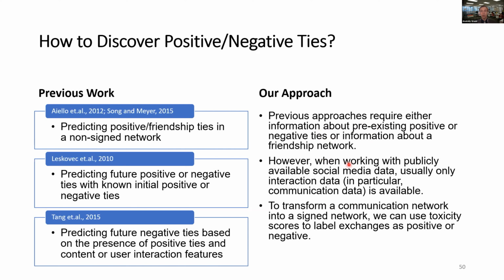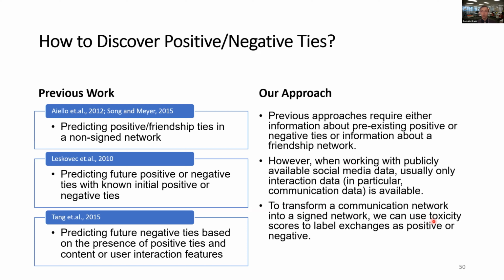Unfortunately, when we're working with publicly available social media data, it usually gives us information about interactions. So whether people like something, retweet it, or reply to each other. That type of information doesn't really provide information about the relationship between people, whether or not they're friends. It doesn't give you by default whether interactions were positive or negative. So we really need some kind of automated way to look at interactions between individuals and judge whether an interaction was positive or negative.